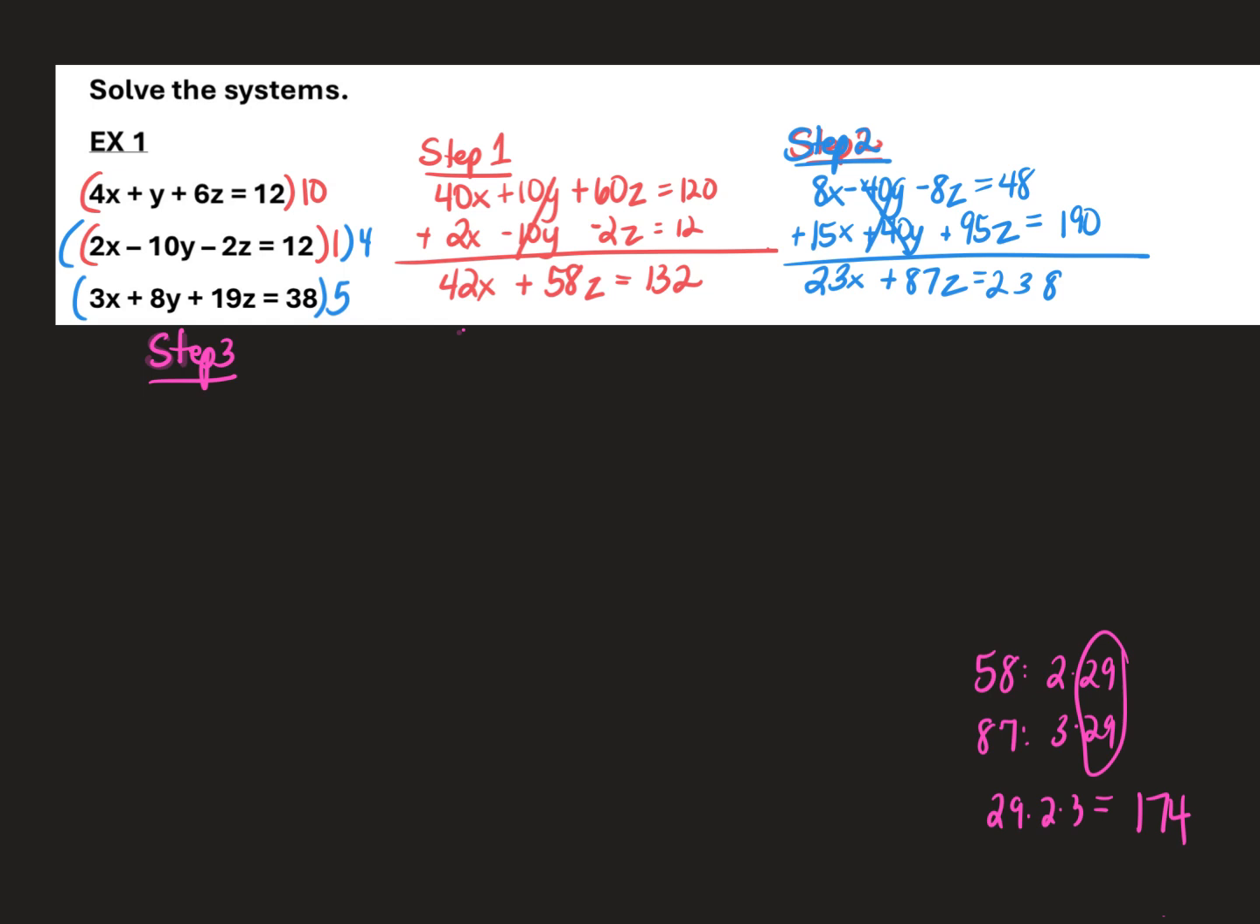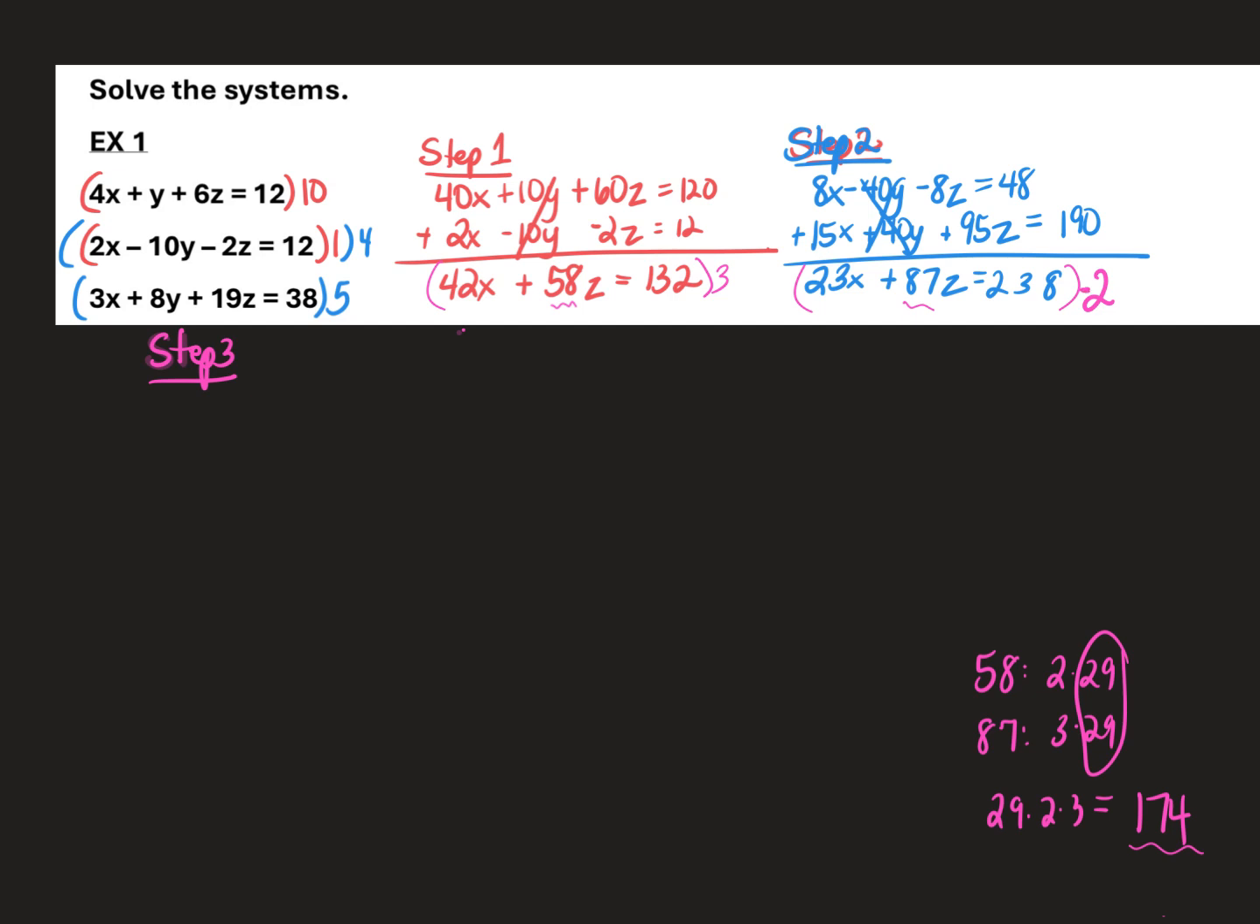And so I'm going to eliminate z, and I'm going to turn this coefficient into 174. So what do I need to multiply 58 by to turn it into 174? And that would be 3. And what do I need to multiply 87 by to turn that into 174? And that would be 2. And those two coefficients are not opposite, so I'm going to multiply the bottom one by -2.